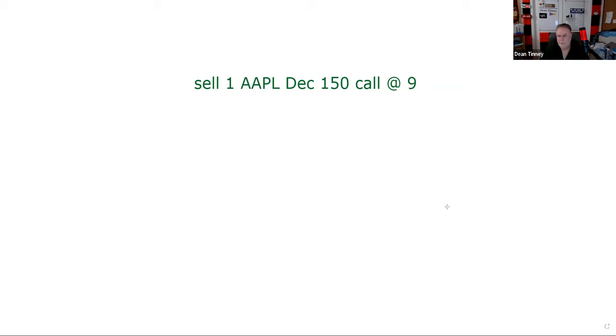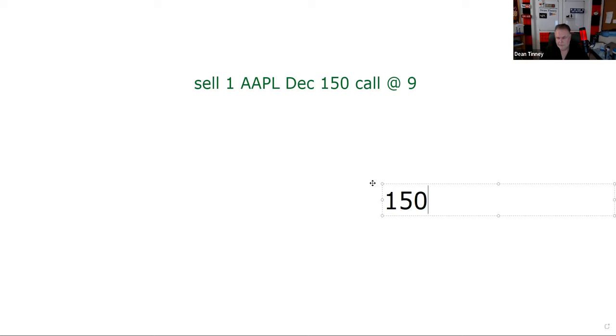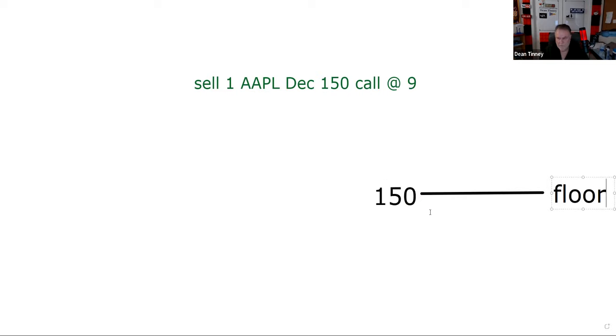In terms of a visual representation, let's just make a visual representation of this. So here is our floor at 150. Not testable, but I think of options being about floors and ceilings. 150 is our floor because at 150 or lower, the contract expires, right? So there's our strike price, and I'll just put over here a floor. Here's the market price. Let's get a different color. Here's the market price of Apple. I can go anywhere.